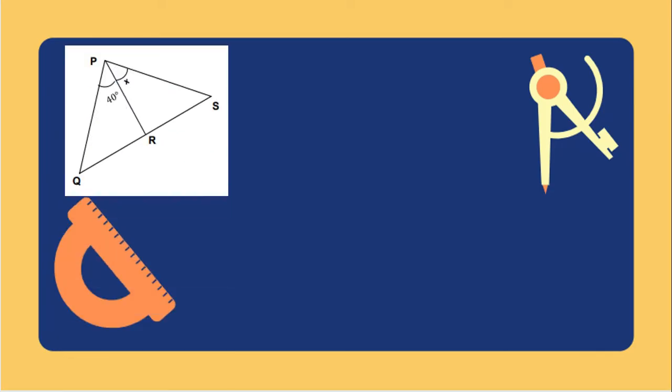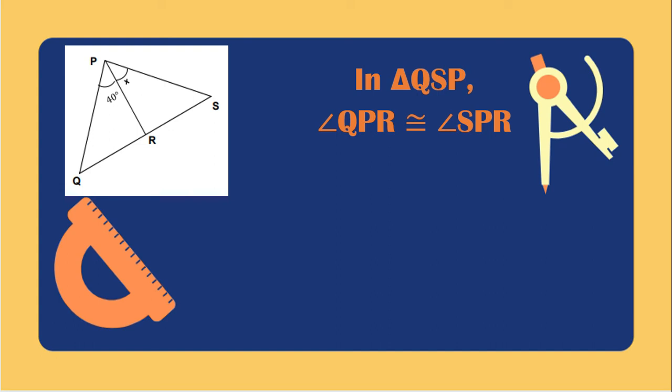How about in this figure? In angle QSP, angle QPR is congruent to angle SPR. Let us find x. What is the value of x in the figure? x is equal to 40 degrees because of the angle bisector.